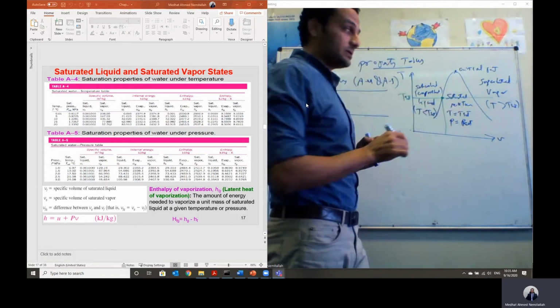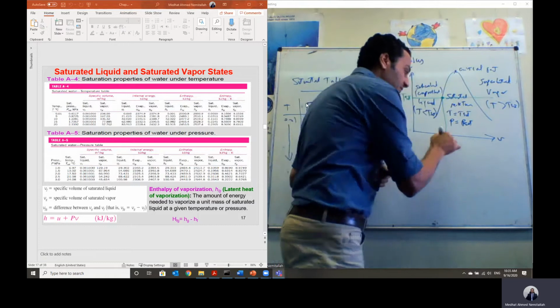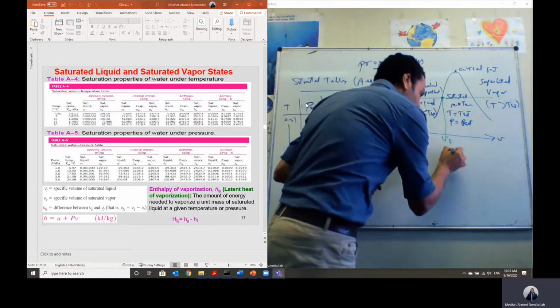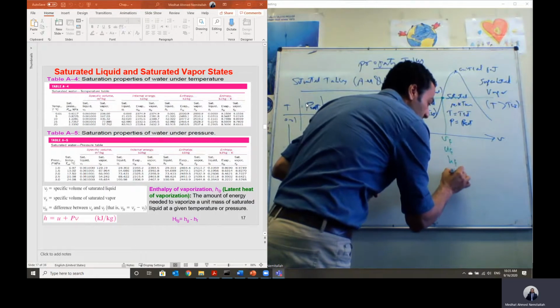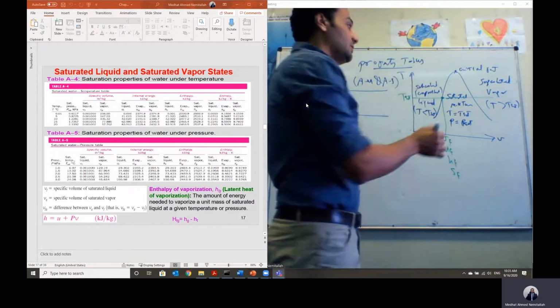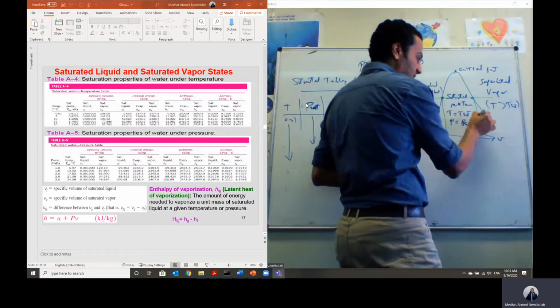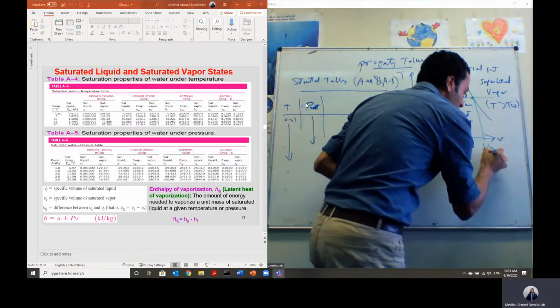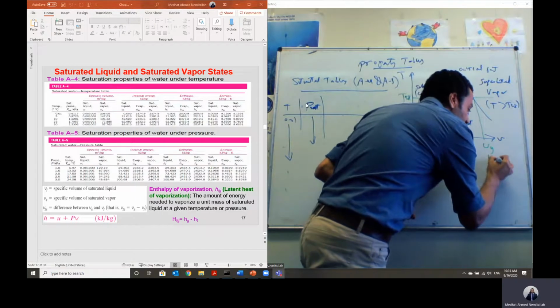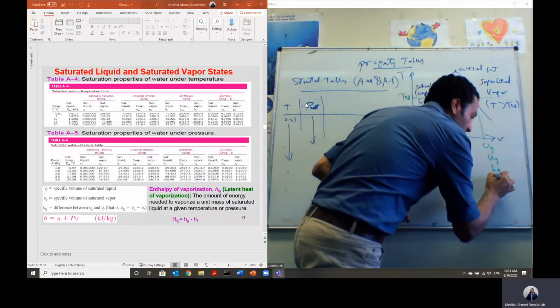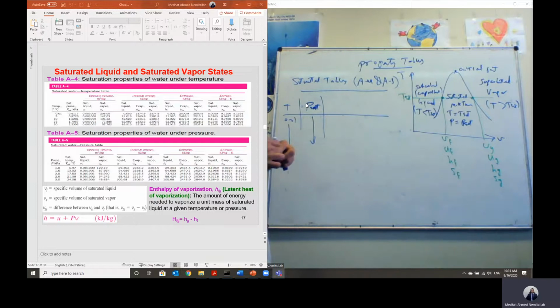At this point, the state of the substance is saturated liquid. So all properties have the subscript f: v_f, internal energy u_f, enthalpy h_f, entropy s_f. Also here at this point, we have saturated vapor. It will give you the properties of saturated vapor: v_g, internal energy u_g, enthalpy h_g, and also entropy s_g.